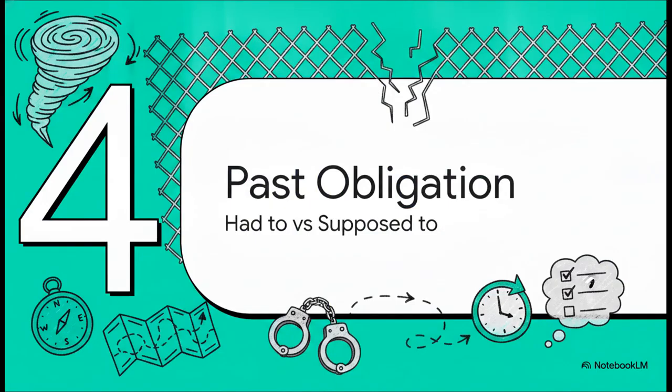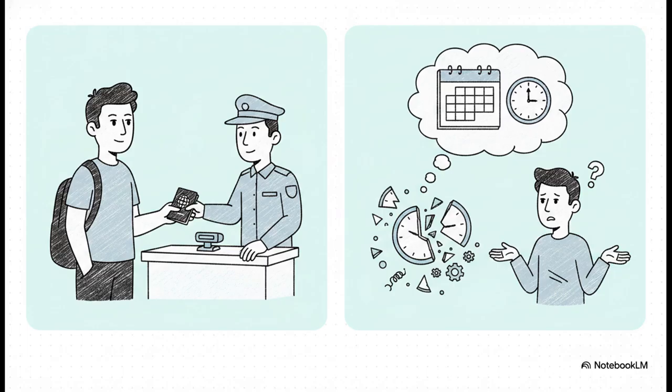Up next, Section 4, Modals of Past Obligation. Both of these expressions talk about having an obligation in the past, but they answer completely different questions. With had to, you're stating a concrete, undeniable fact. It describes a real obligation or necessity that absolutely 100% happened. We had to show our passports at the border. It was necessary, and it occurred.